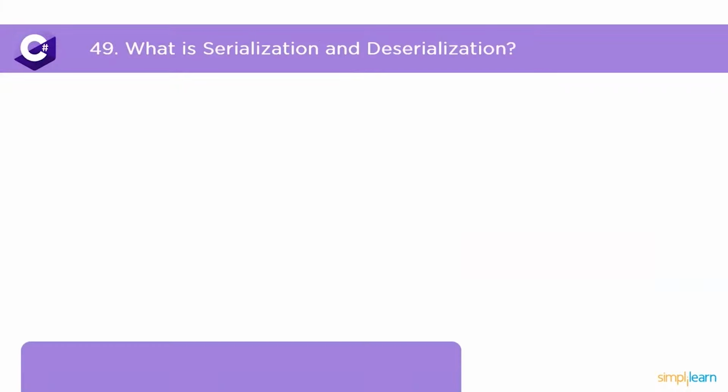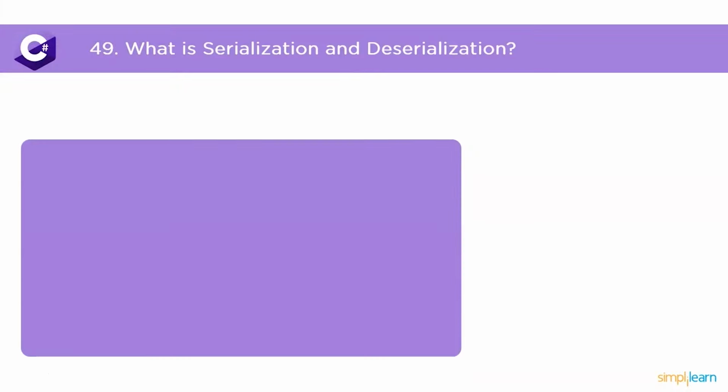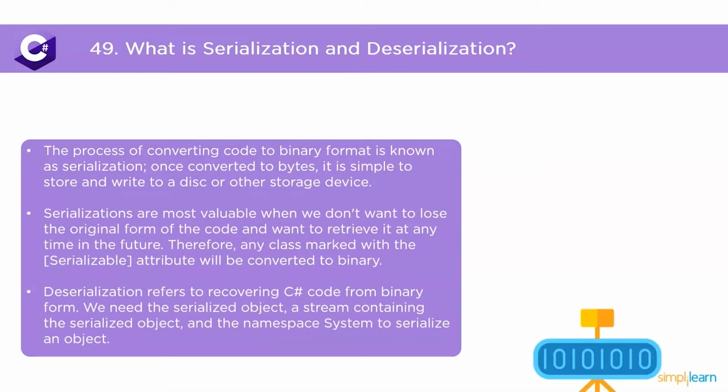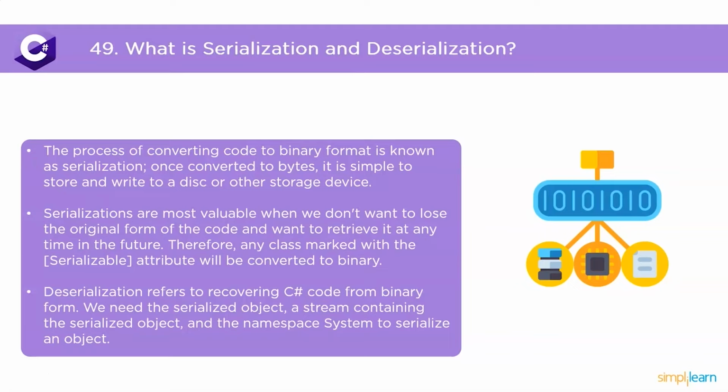The 49th question in the list is, what is serialization and deserialization? The answer for this question is, converting code to binary format is known as serialization. Once converted to bytes, it is simple to store and write to a disk or other storage devices. Serialization is most valuable when we don't want to lose the original form of the code and want to retrieve it at any time in the future. Deserialization refers to recovering C# code from binary form.